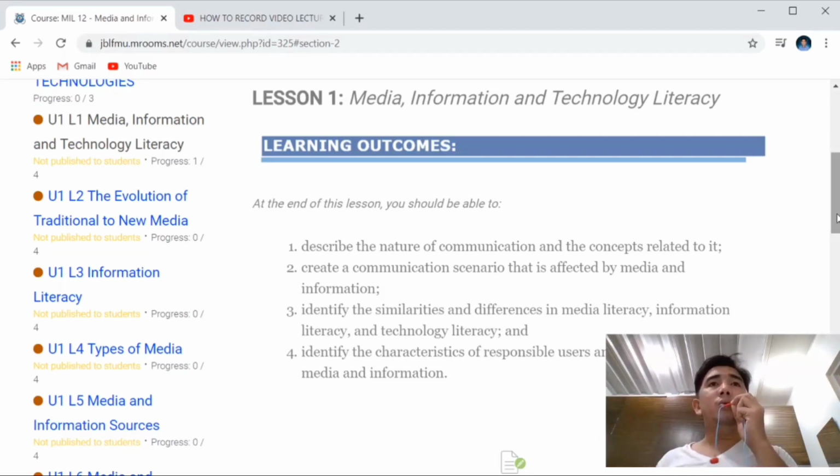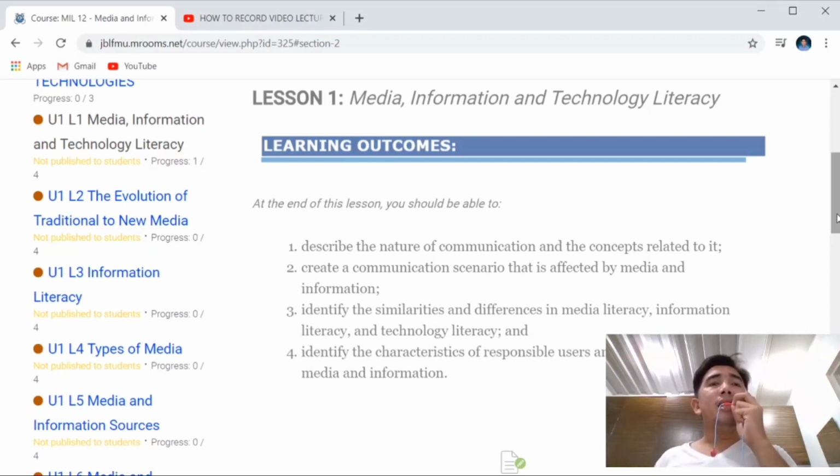Create a communication scenario that is affected by media and information. So how do we do this? Creating a scenario. All you need to do is to think of a situation or a scenario that you can show or portray that media and information are affecting the way you live, the way you communicate with other people.